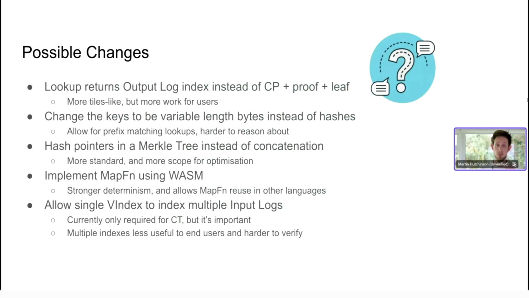So, possible changes. I'm only going to whiz through this because there's not a lot of time. There's a lot of stuff, as you may have seen while we were going through the deck, that may well change, including how the core verifiable index itself, the data structure used there, works. One of the things that might be cool to do would be to implement the map function using WASM, so that we could have different implementations of the core verifiable index library in different languages, but still be able to port the map function across without constantly firefighting small differences in, say, libraries and how they implement X509.